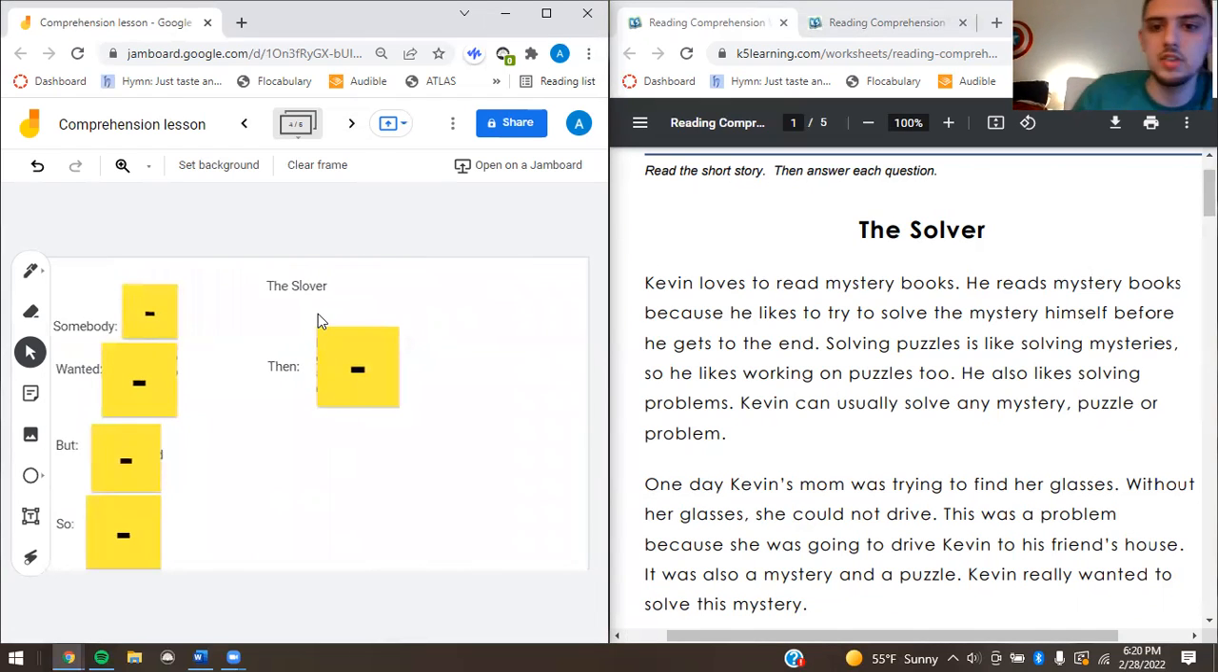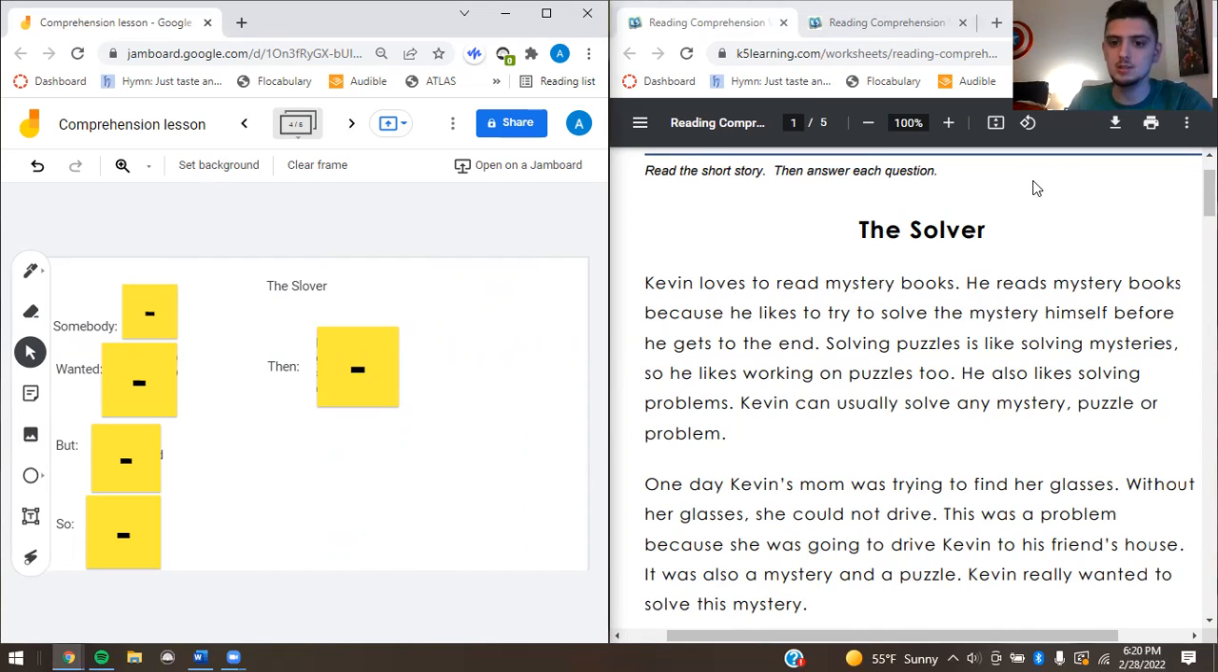We're going to start with this story that we can read. It's called The Solver. So we're going to look at that, and let's start. Typically in the beginning of a story, in the first paragraph or so, we figure out who the somebody would be. So I'm going to read the first paragraph, and then we're going to try to identify who the somebody is for this story. Kevin loves to read mystery books.